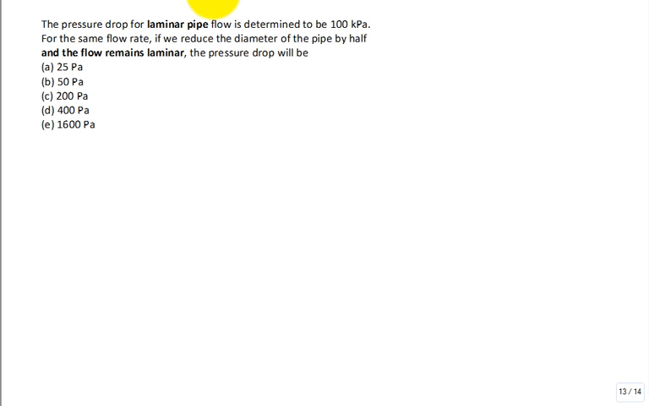The pressure drop for laminar flow in a pipe. Notice that I added this word laminar flow in the pipe, okay? Or laminar pipe flow. Is determined to be 100 kilopascal. For the same flow rate, if we reduce the diameter of the pipe by half and the flow remains laminar, the pressure drop will be, and then it's multiple choice. Is it 25? Is it 50? Is it 200?